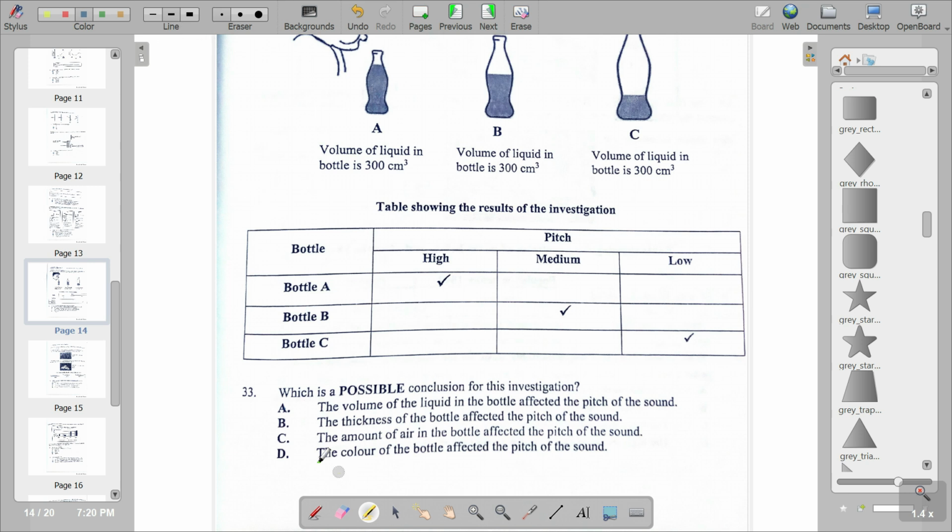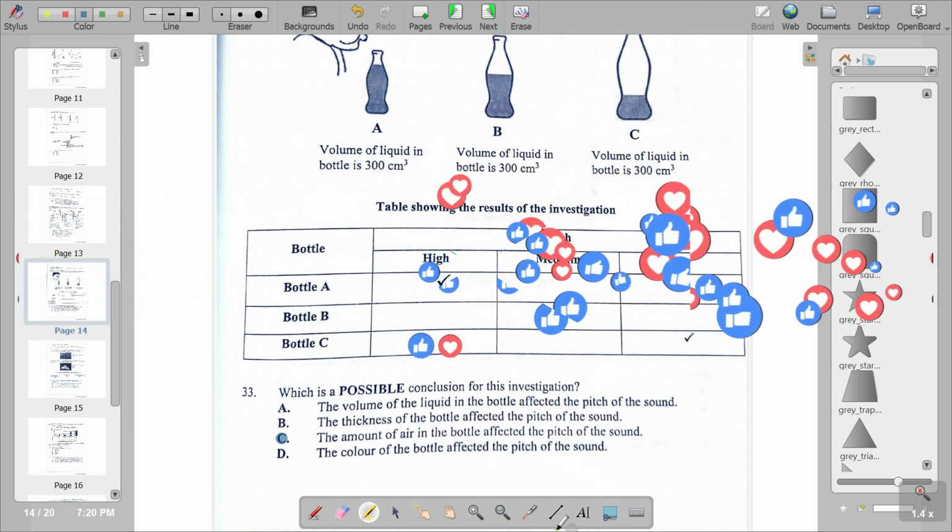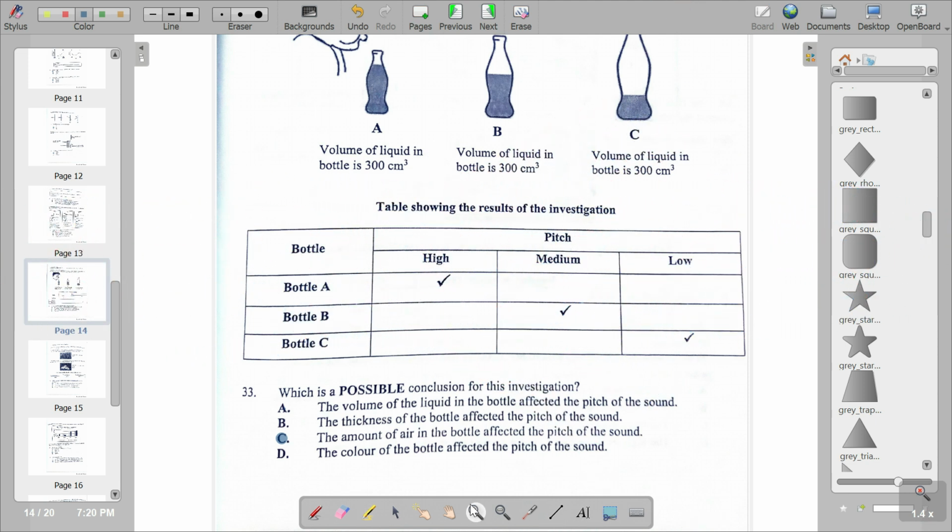Pardon me, but I'm changing this one. The amount of air in the bottle affected the pitch. Right. I think this one makes more sense now that I'm reading it. All right, so let's move forward. I think I need my pointer back, or use this one. Okay.